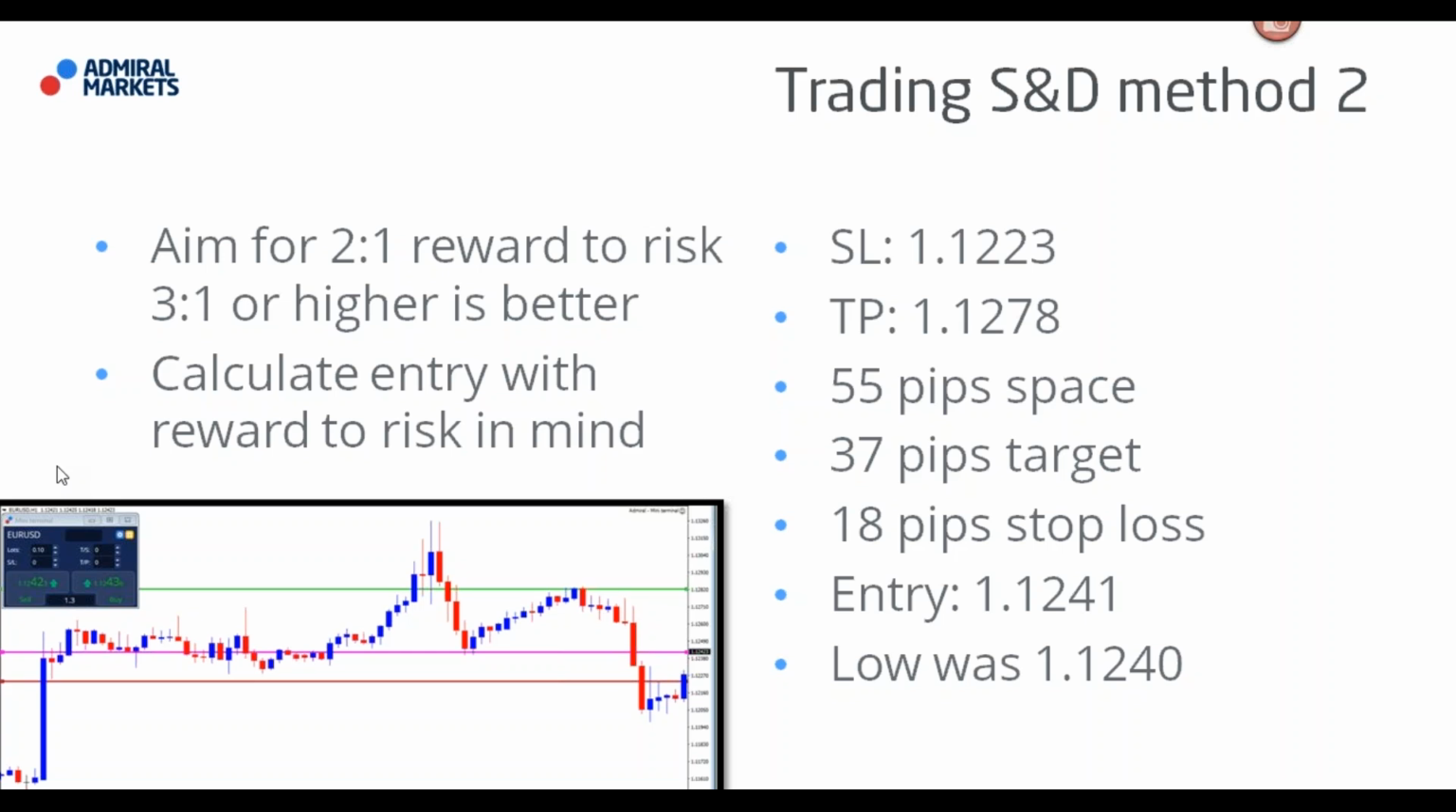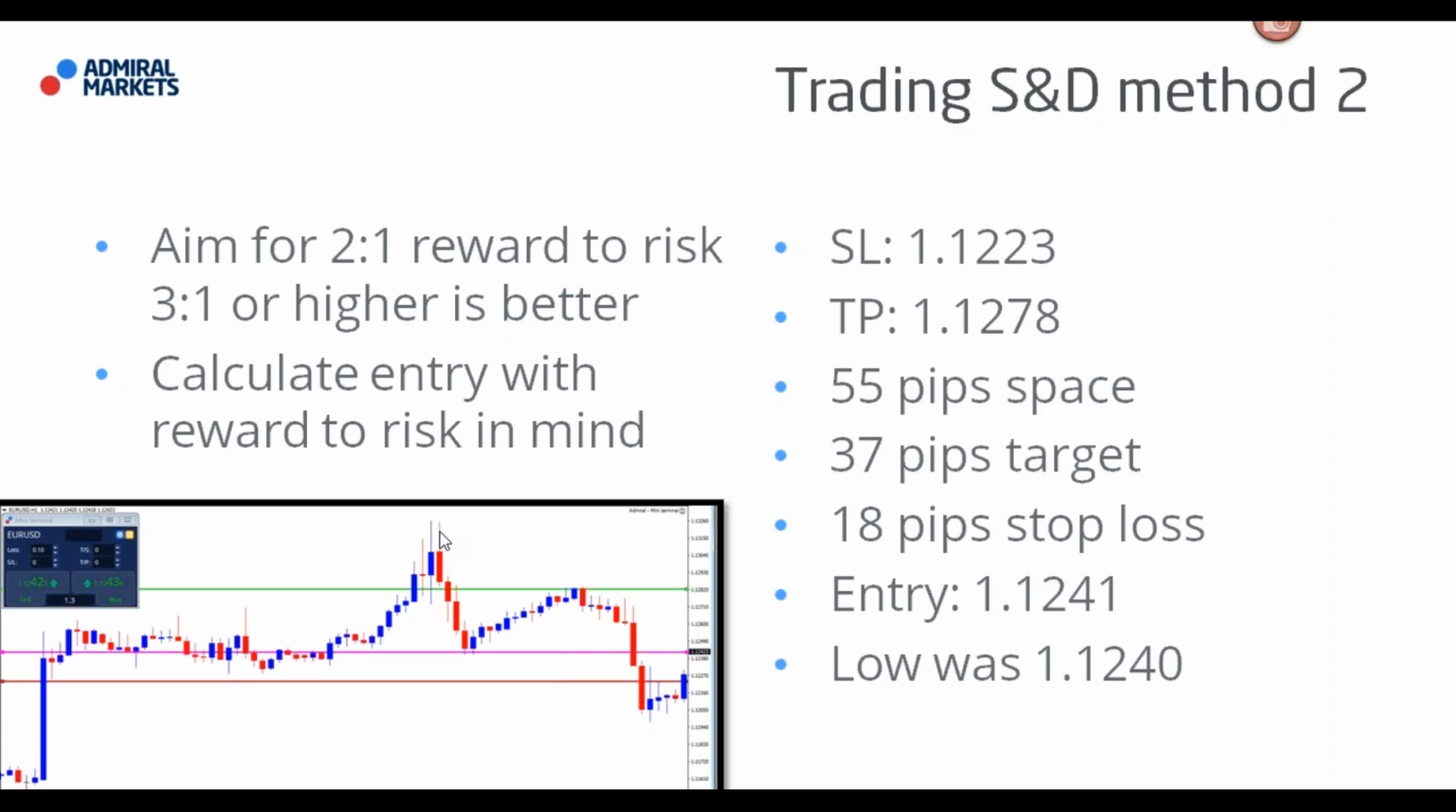We can do that as follows. In this example, the stop loss should be below the supply demand zone. So that's going to be around 112.23. The conservative TP is going to be aiming at these candle lows. The more aggressive one will be at the highs. With the more conservative one in mind, it's 112.78. That's a 55 pip space, measuring from stop loss to take profit. So the distance from the stop loss to the take profit is 55 pips.